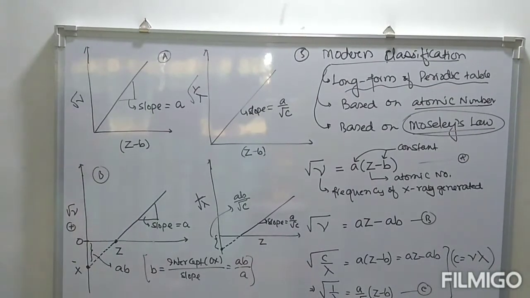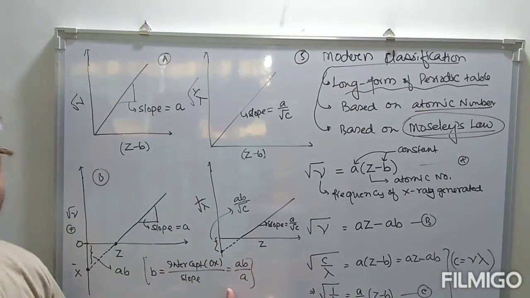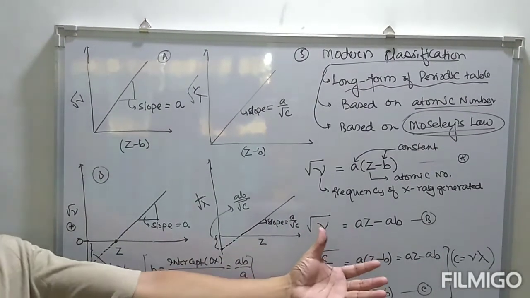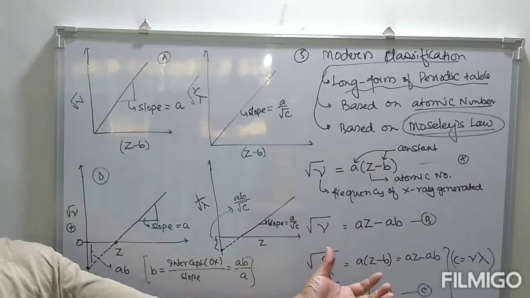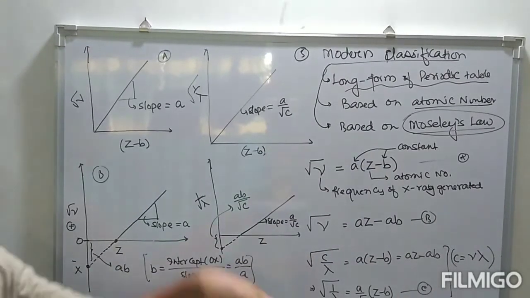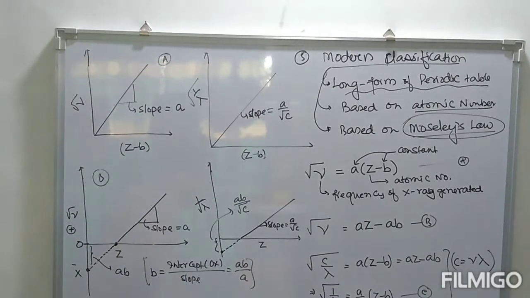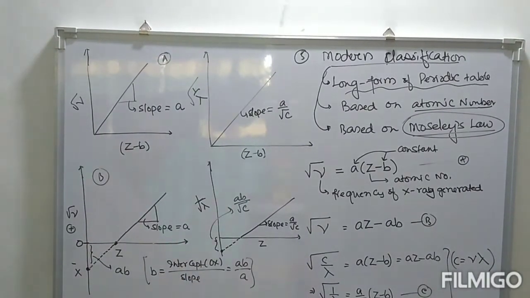So he found the graph between frequency and atomic number to be a straight line. Based on this, he says the properties of elements are more fundamental to atomic number rather than atomic mass. So based on this, he developed a periodic law.